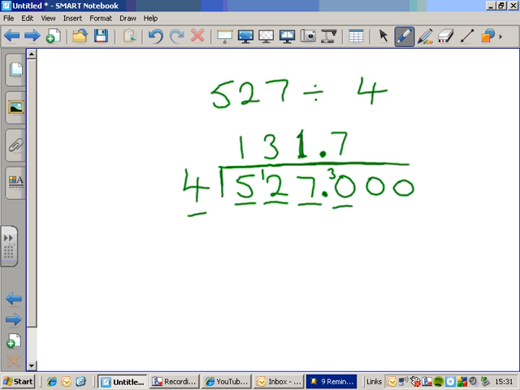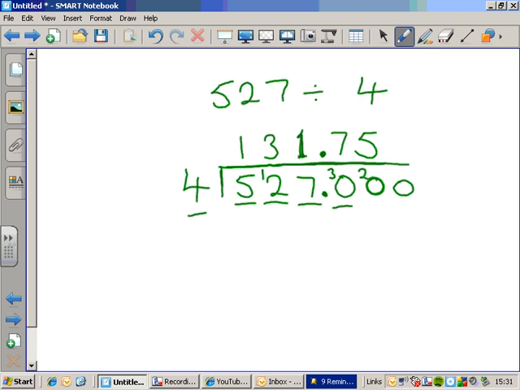And I reckon 7 4s are 28. So I reckon it's 7, remainder 2. And I can take my 2 and put it in front of the next 0. If you haven't already got the 0, you can write it in now. And to make 20. And now, how many 4s go into 20? What is it? 5 exactly. It is, isn't it?